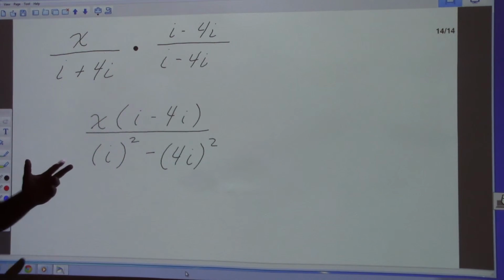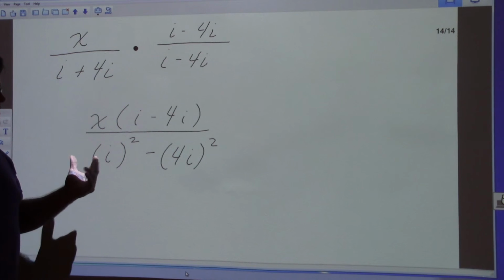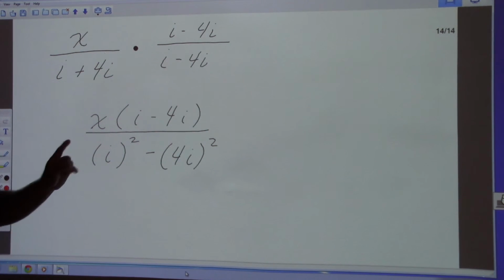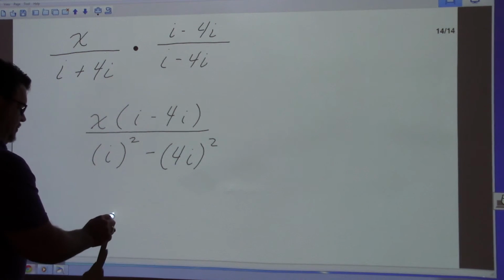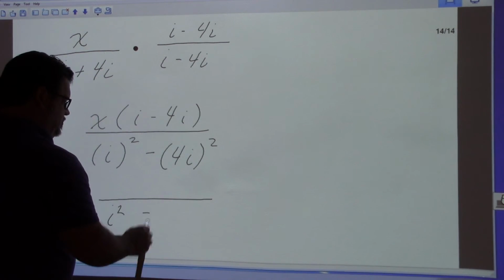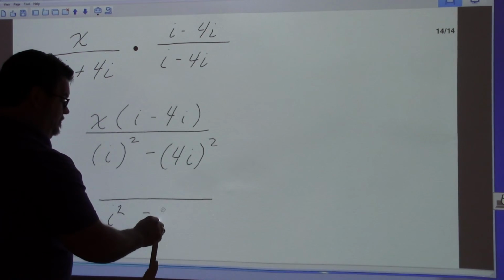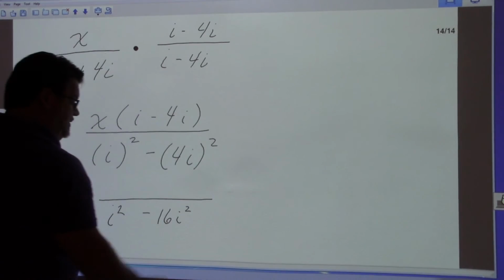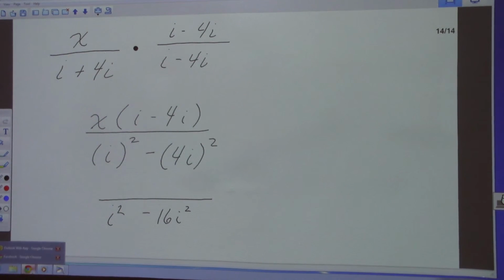Now, why do I say you're not going to have i? Because this is i squared. And this is what? 16i squared. What is that? What is i squared?